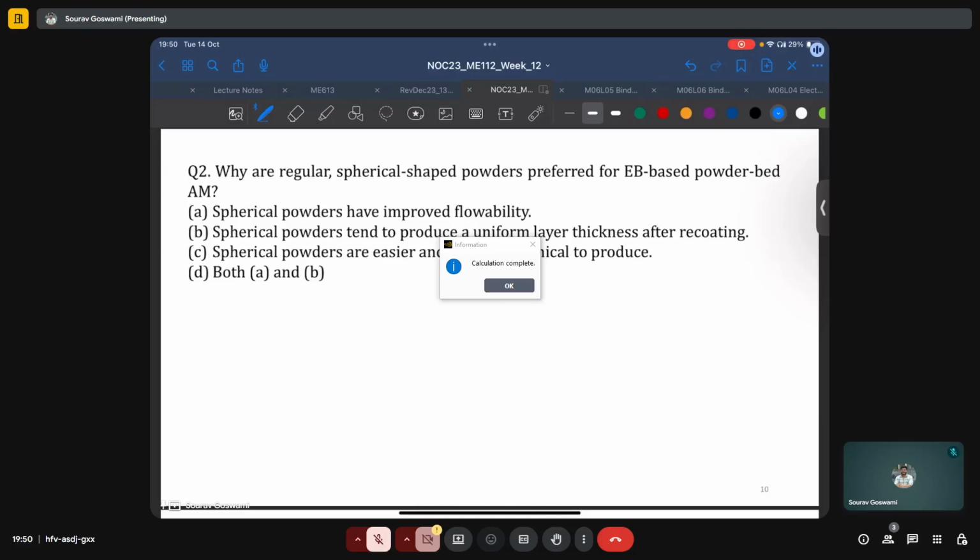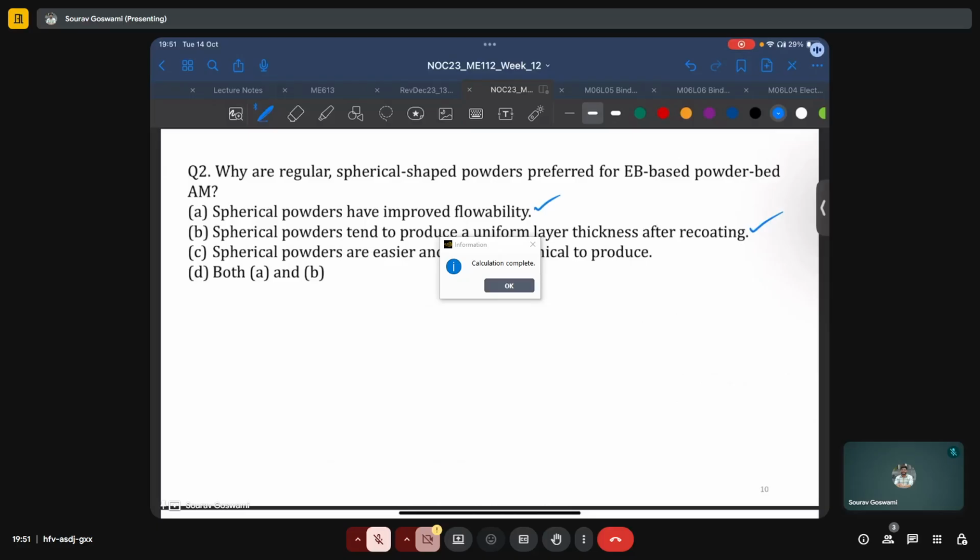Let us now consider each of these options one by one. Spherical powders have improved flowability. This is correct because of the regular shape and the smooth curvature. Their flowability is much better. They do tend to produce a uniform layer thickness after recoating, and we also saw how, because of the distribution of particles, the small particles will settle in between the large ones, giving rise to a uniformly thick layer with a decent packing density.